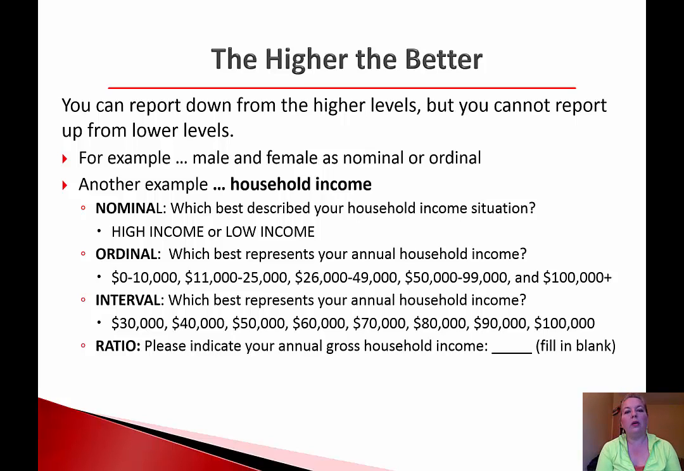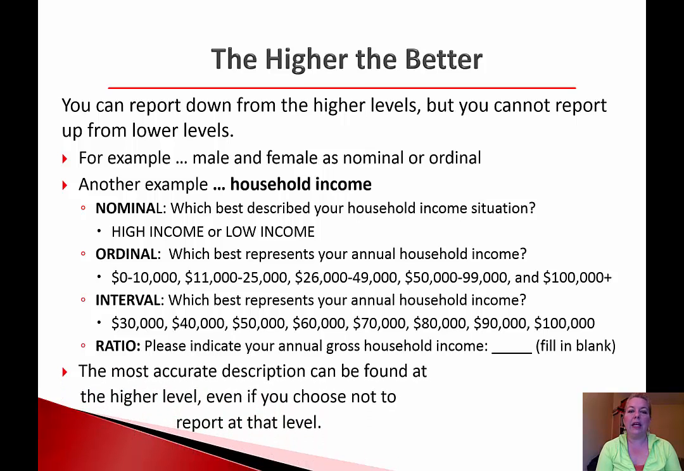So oftentimes, even though we know it's better to ask the income question in terms of ratio data, we will instead break it down into different interval sections or even ordinal amounts that we feel comfortable are detailed enough for our purposes. But whenever humanly possible, the ratio data is going to give you the best, most accurate data, especially when it comes to household income. The most accurate description can be found at the higher level, even if you choose not to report at that level. So always ask yourself when you ask a question, can I ask it at a higher level? If you've asked it ordinally, ask if you can ask it in interval, because you can always report it back in an ordinal or nominal way, but you can never get more detailed after you've asked the questions.